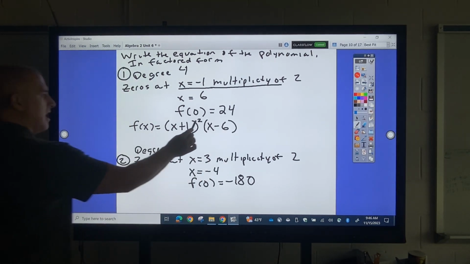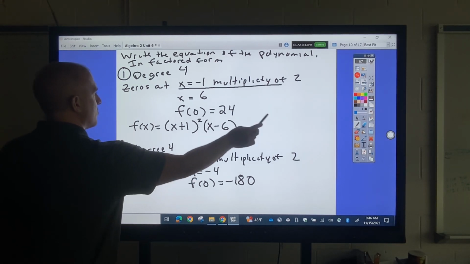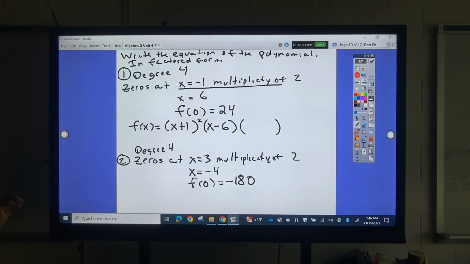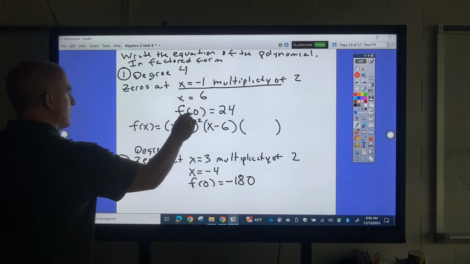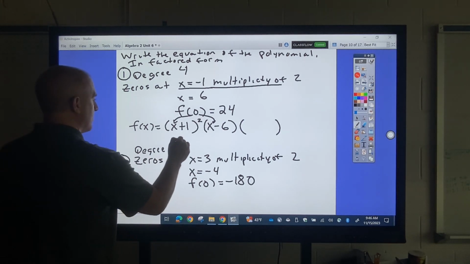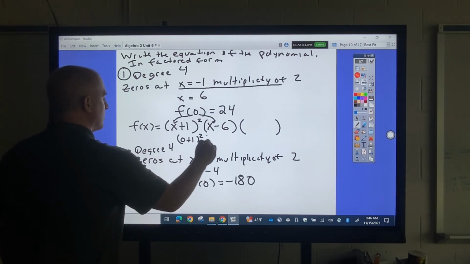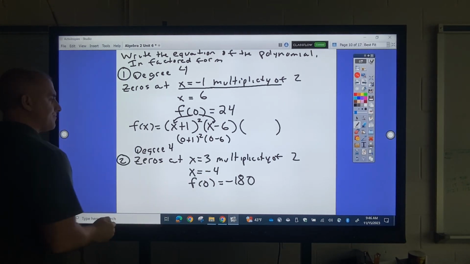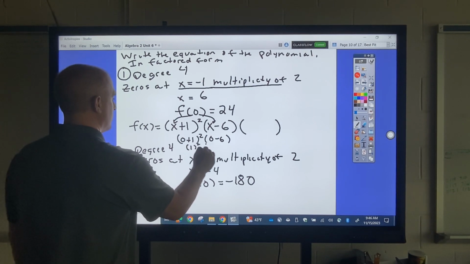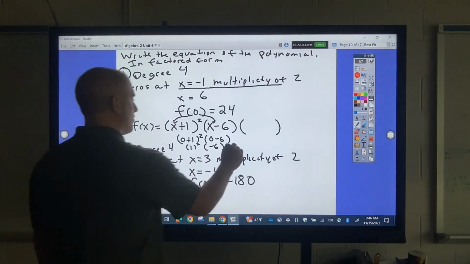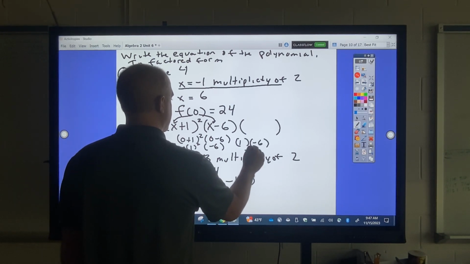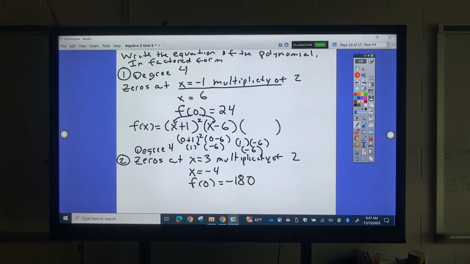Here's the problem. I've got degree 1, degree 3. They tell me it's degree 4, so I need another factor. And let me explain how you get that. If they tell you 0, go ahead and put 0 in there. Okay, 0 plus 1 squared, 0 minus 6. Okay? 0 plus 1 squared is 1. 0 minus 6 is -6. 1 squared is 1. Times -6 is -6. Okay? All right?